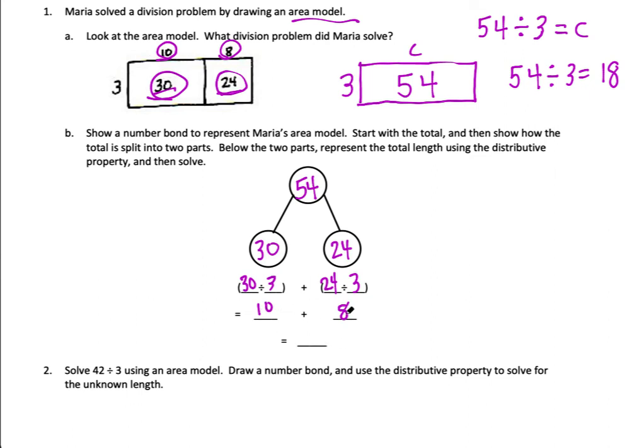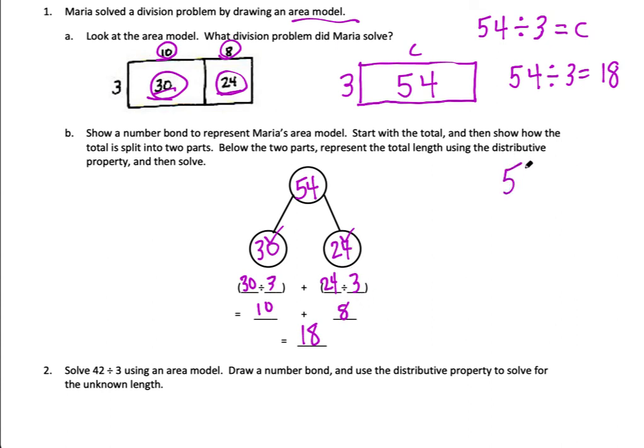And then you add 10 plus 8 is 18. That is one of our division strategies. Very easy. But Maria was very good about what she broke this number up to. She broke it up to 30 and 24. Why did she do that? Because it's easy to divide 30 divided by 3 and 24 divided by 3.